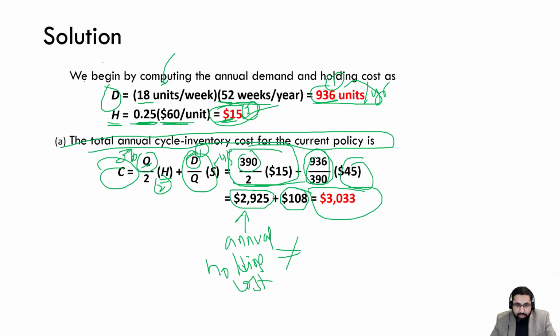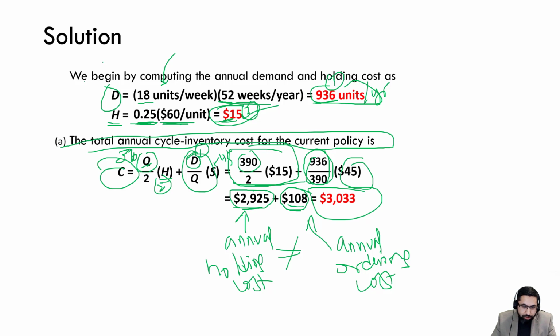Now notice my annual holding cost is not equal to my annual ordering cost. This is my annual ordering cost, this is my annual holding cost. So holding cost is much higher.